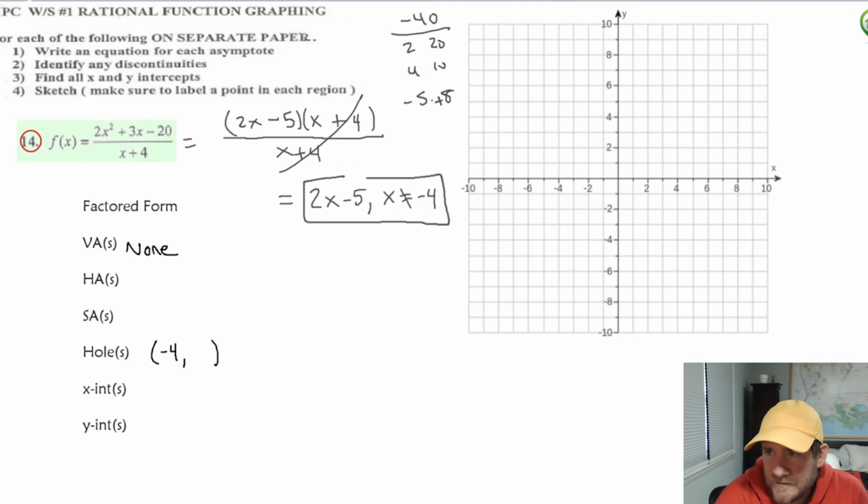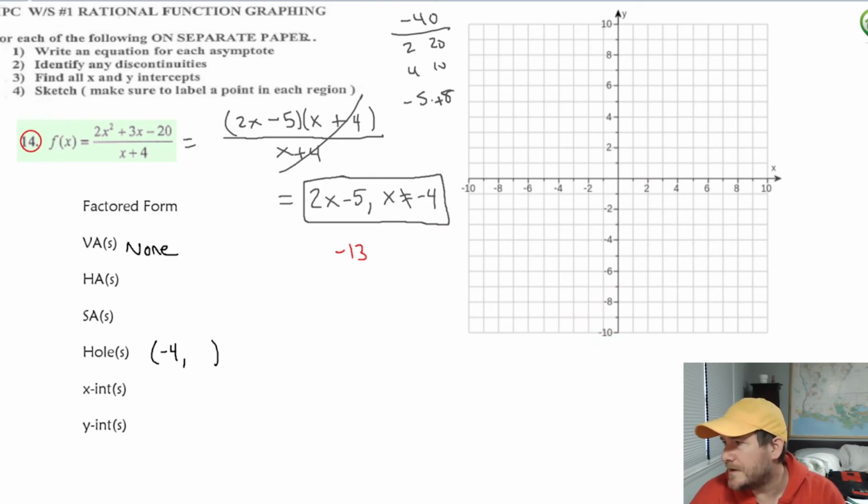So it's not even really a rational function. I mean, it is, because there's a hole in it. But my graph is just going to look like the graph of the linear function 2x minus 5. So where's my hole going to be? Well, plugging in negative 4 gives me negative 8 minus 5, which is negative 13, which makes me annoyed because, again, I can't fit it. So why don't I just cheat?